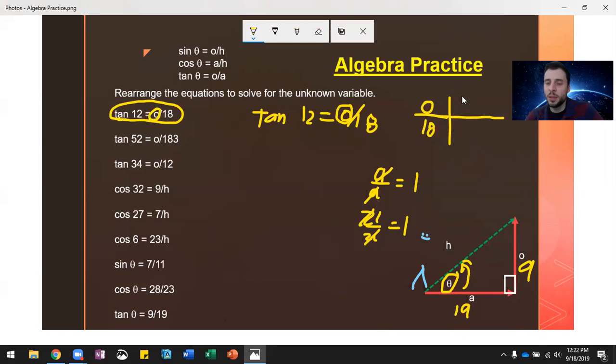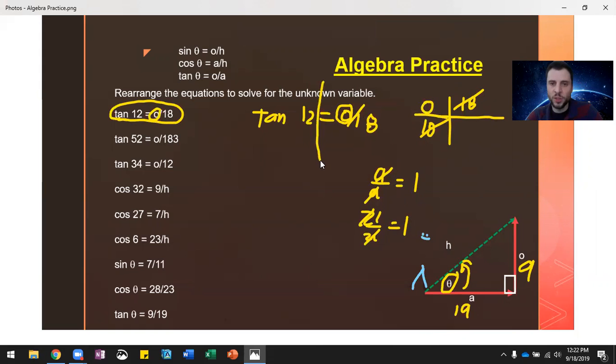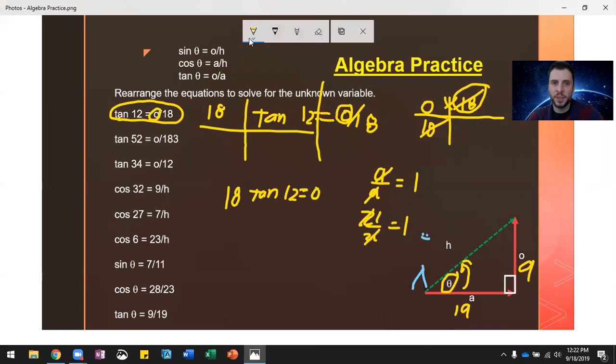How do we cancel out the 18? If we're dividing it by 18, well, we want to multiply it by 18. So here we have O, our opposite, times 18 divided by 18. These 18s cancel out, and all we're left with is our O up top. But remember, whatever we do to one side of our equation, we have to do to both. So we multiplied the right side by 18, so we need to multiply the left side by 18 as well. And we're left with 18 times the tangent of 12 equals our opposite side.